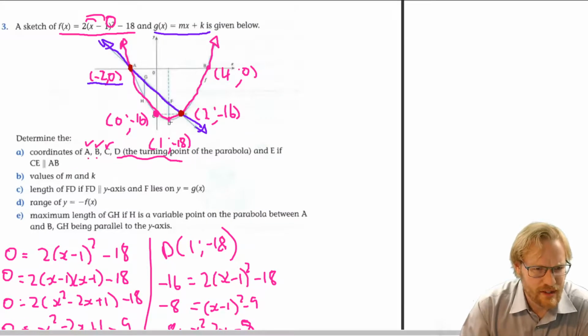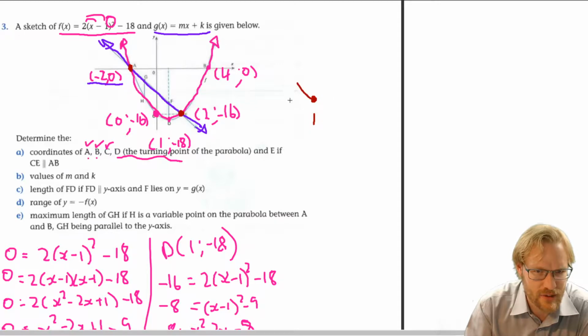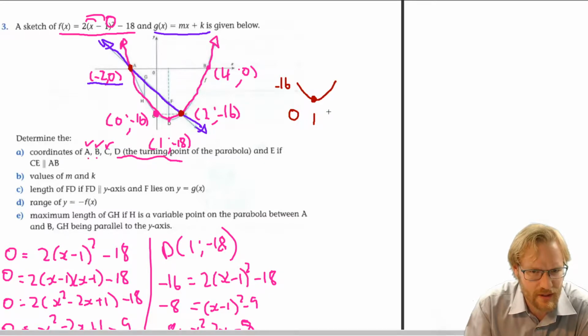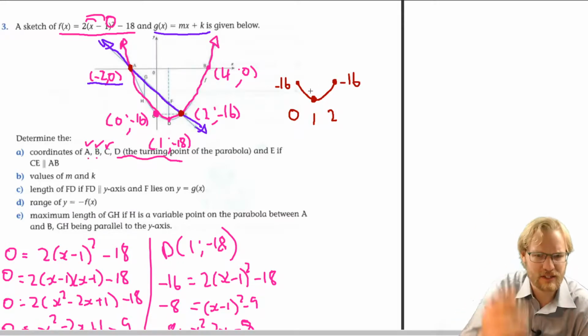Look at these points here. Here's our turning point. Its x value, if we just looked at our number line, is 1. Then we've gone left to this point where the x value is 0, and we know that the y value is negative 16. Now this other part's just perfectly symmetrical. So we must also have gone across by 1, getting us to 2, which would get it to the same y value, because it's perfectly symmetrical.